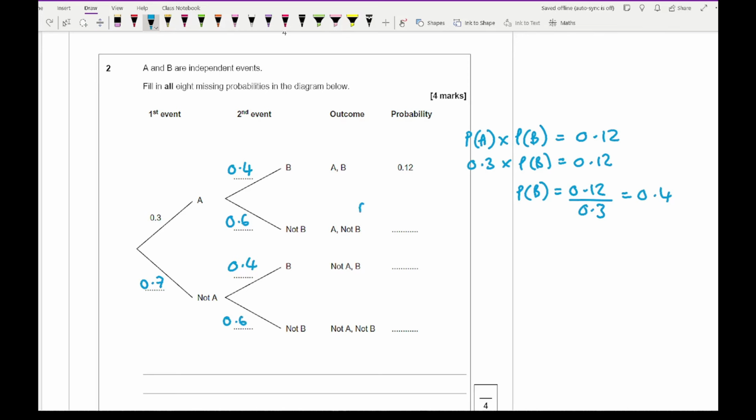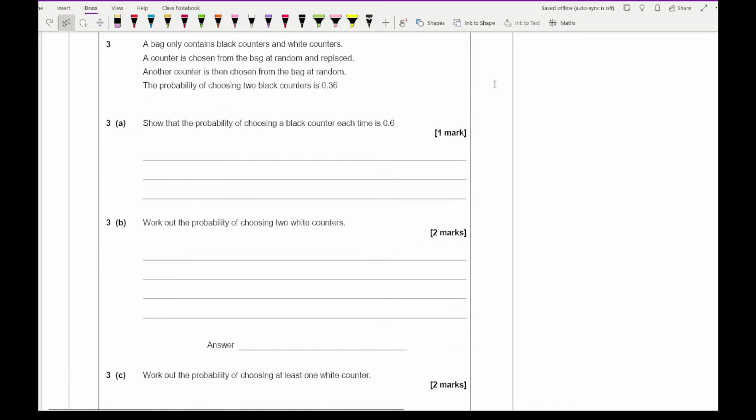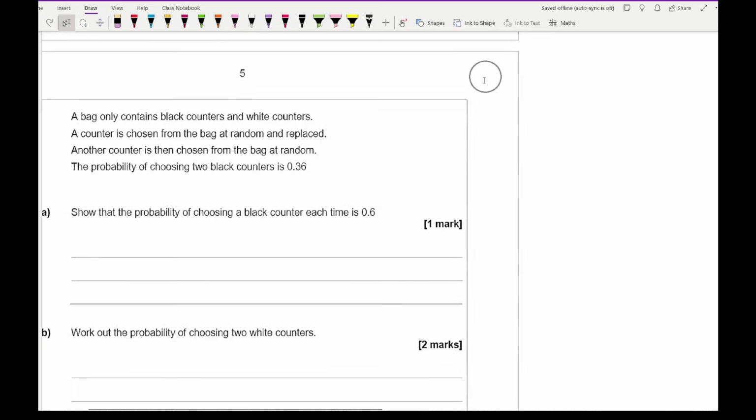Then all that's left for me to do is multiply. So here I've got 0.3 times 0.6, which is 0.18. For this one, we've got 0.7 times 0.4, which is 0.28, and 0.7 times 0.6, which is 0.42. So the 8 probabilities I'll just highlight on the screen. And again, do you have to show your working out for these? I'd say probably not. If you're writing down the correct probabilities, that should be good enough to get all the marks.